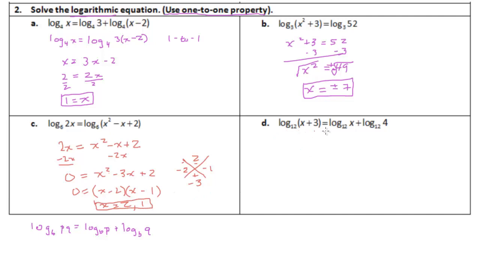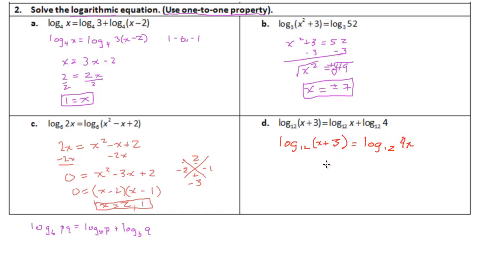Okay. Now on this last problem in this set, we have log base 12 everywhere, but we don't have a log of a single quantity. But it's adding, so we're multiplying. We can rewrite this. Let's go ahead and rewrite this. Log base 12 of x plus 3 is equal to log base 12 of 4x. X times 4, or 4x.